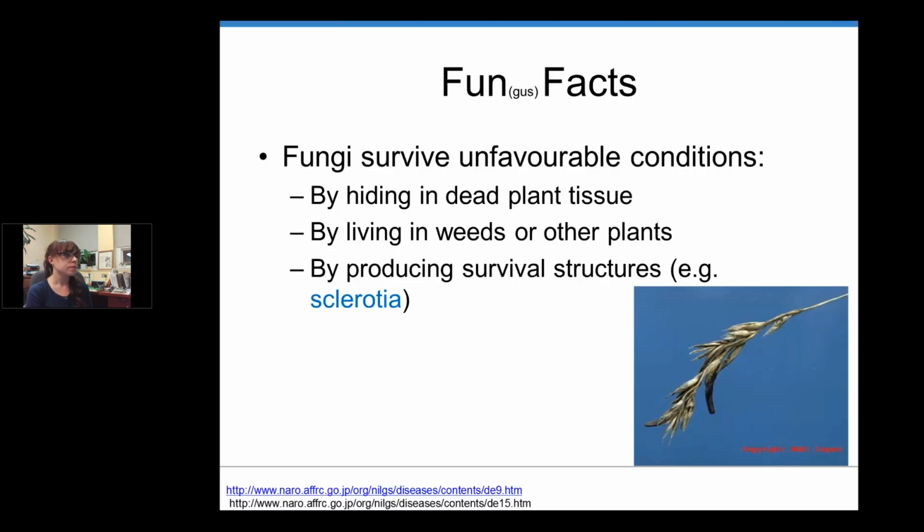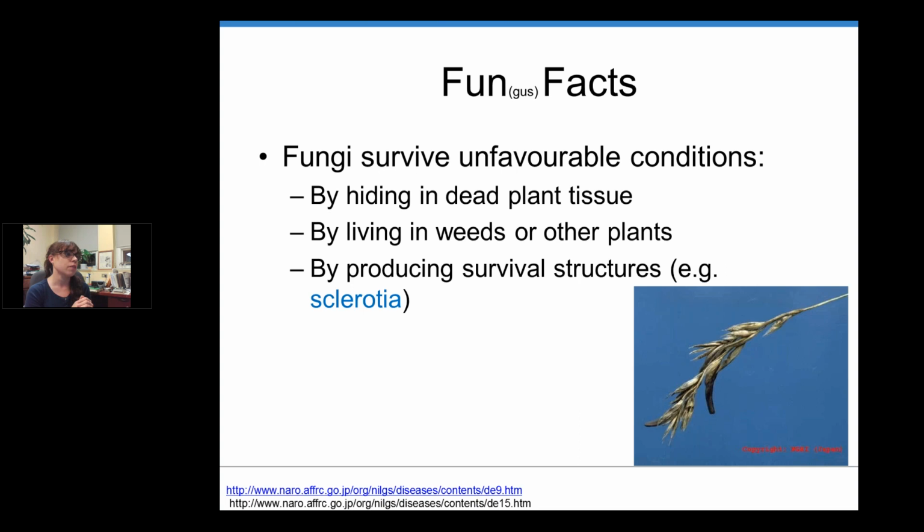So the way in which fungi survive unfavorable conditions, where they're not able to grow. For example, something that likes cool weather, how does it survive its way through a hot summer? It can hide out in dead plant tissue, for example, in weeds or other dead plant tissue at the edge of the field. It can also be associated with weeds or other materials that you aren't directly trying to cultivate, but that are unfortunately also hanging around in your field.